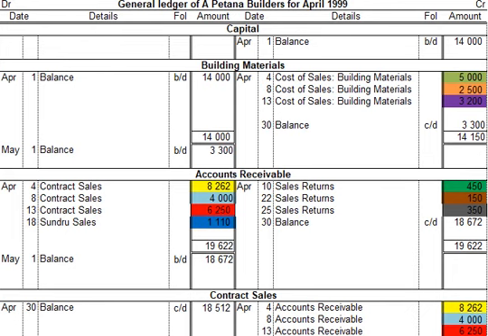So on the first day of the month, we'll enter those two. Capital is obviously an equity account, so it increases on the credit side. So on the credit side of capital, you will see the opening balance for capital. And then building materials is an asset, increases on the debit side. So on the debit side of building material on the first day of the month, you see the two opening balances. So there was just two balances to start the accounts with.